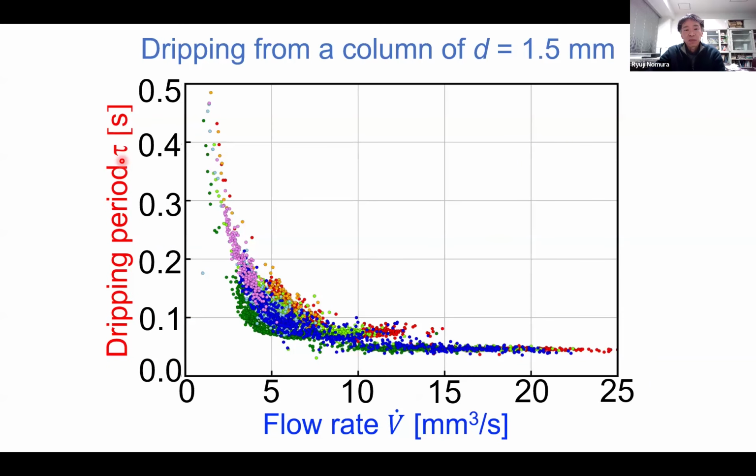So I plot the dripping period tau as a function of the flow rate. We have an initial small step here, but other than this, it changes continuously without any step-like change. And the distribution of the dripping period is much wider than the case without the column. So the behavior changed a lot. It depends on the geometry of the bottom shape of the cup. In this case, it's closer to the water dripping.